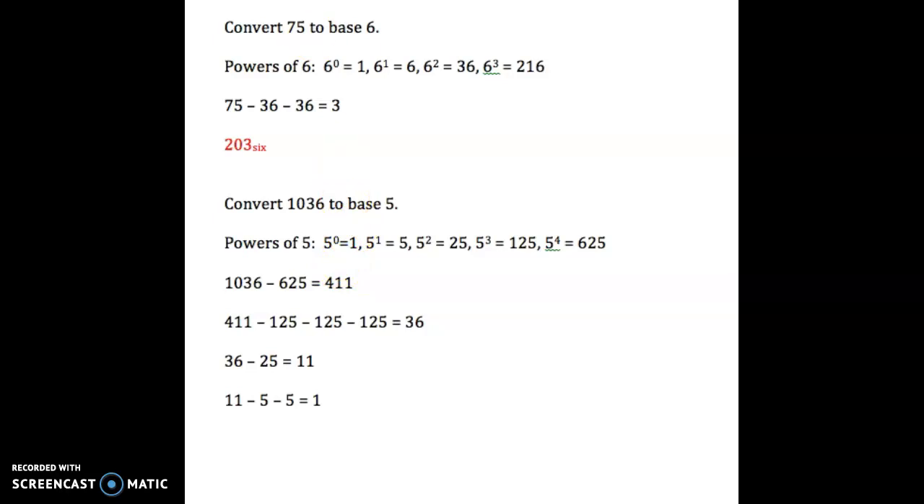Well, let's see what we got here. In the 5 to the 4th place, we had 1. In the 5 to the 3rd place, we have 3. In the 5 to the 2nd place, we had 1. In the 5 to the 1st place, we had 2, and we had 1 left over in the ones place. And again, we're going to note that this number is in base 5.